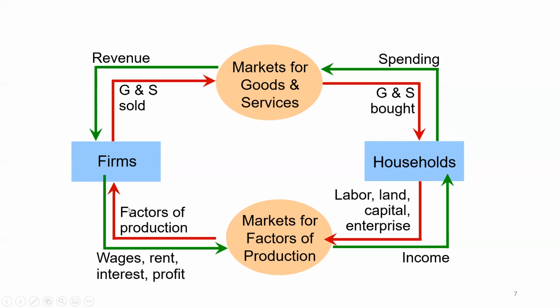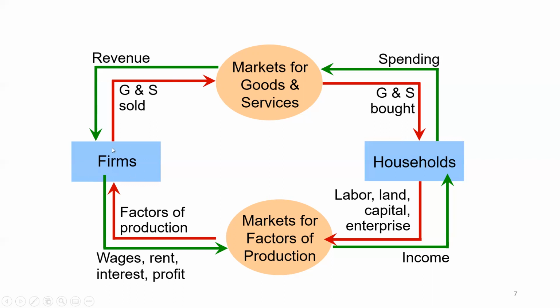So this outer flow here, the green flow, will be the monetary flow. So the green flow is the monetary flow, which shows how money flows between households and firms. And the inner flow, which is red here, will be called the physical flow, which shows how goods and services and factors of production flow between firms and households.